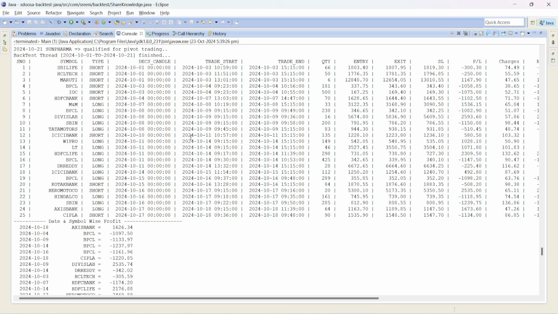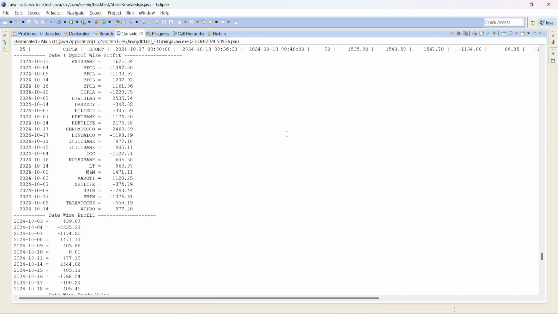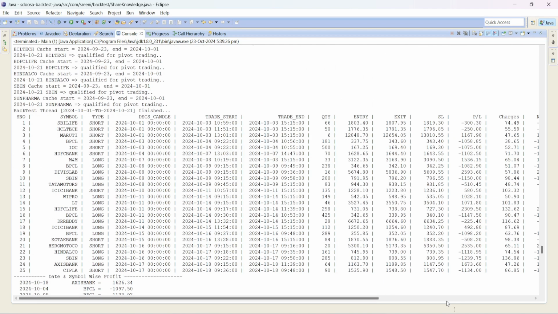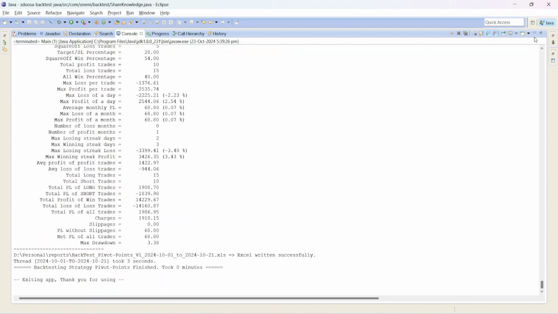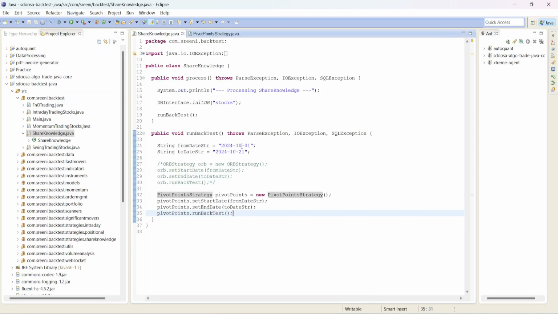Yeah. Then this is a very short period, just one month. Let's backtest this for the entire year of 2024, from January 1st, 2024 to October 21st. Let me run the backtest.